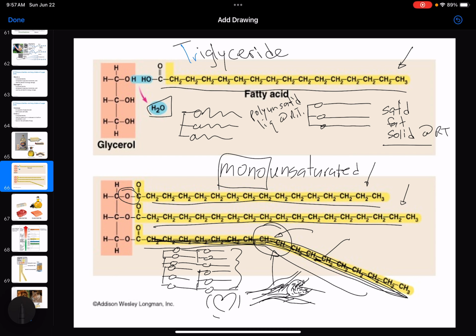Okay, what's a triglyceride? A triglyceride is made up of two things. One glycerol plus three fatty acids. If the fatty acids have no double bonds in them, right? They're going to appear straight. That's saturated fat. If there are double bonds in at least one of the fatty acids, you are now considered unsaturated fat.